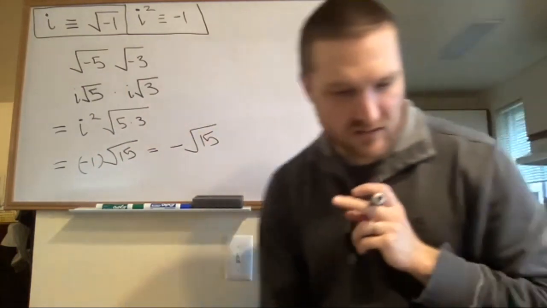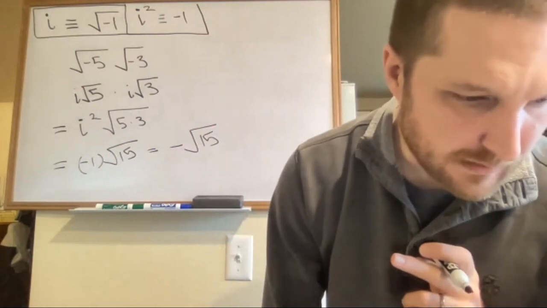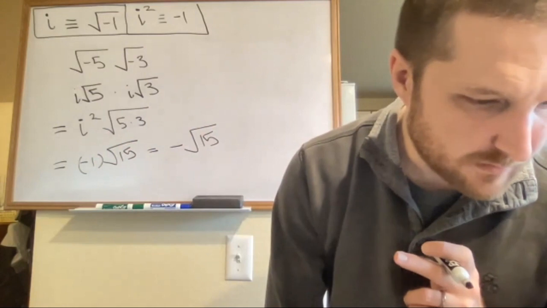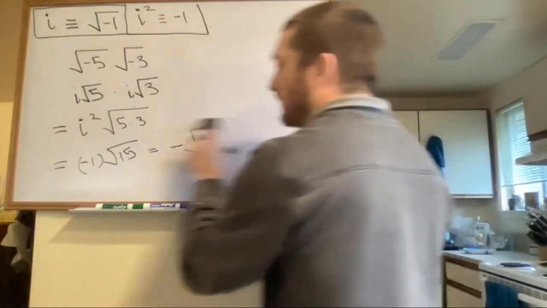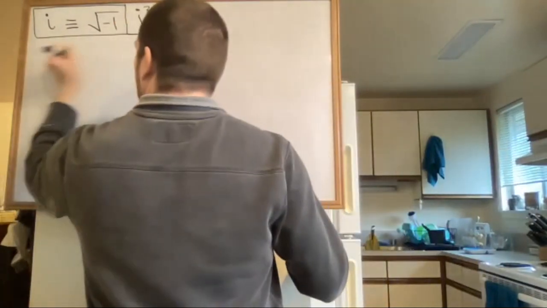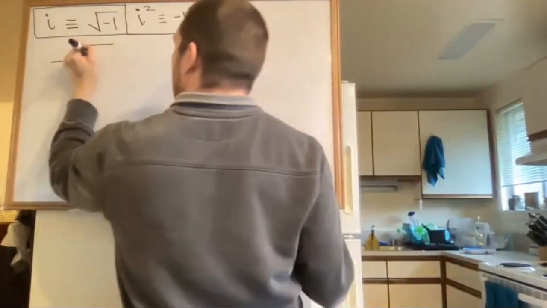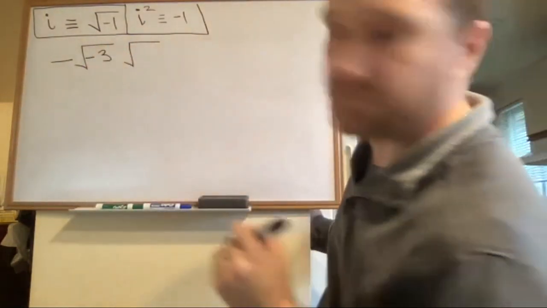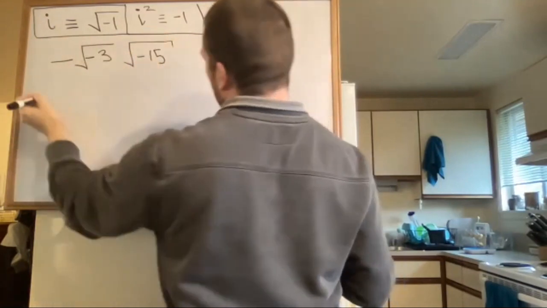So you'll have a bunch of these types of questions. Just one thing to be careful about. Oh, actually, this is a good one. We'll do one more like this. Negative square root of negative 3 times the square root of negative 15. What's the first thing we should do here?